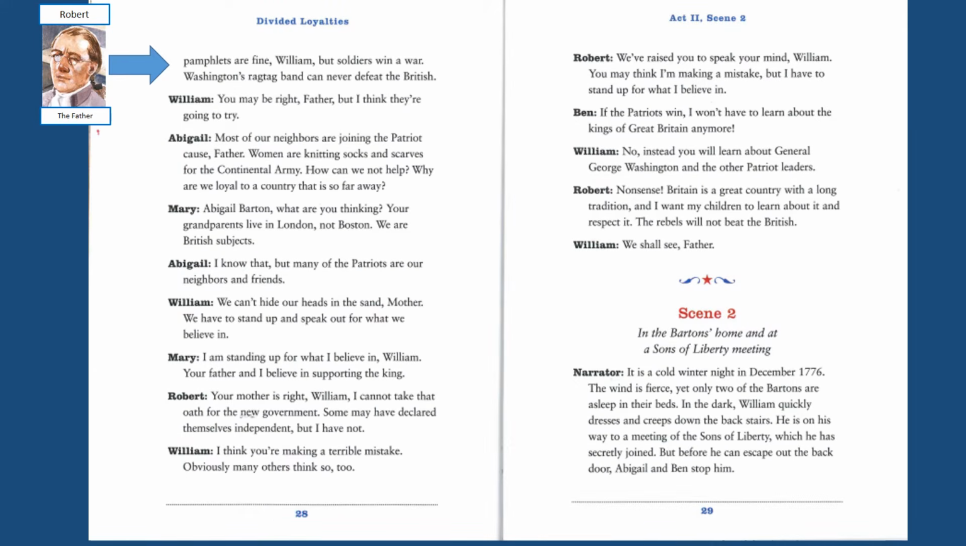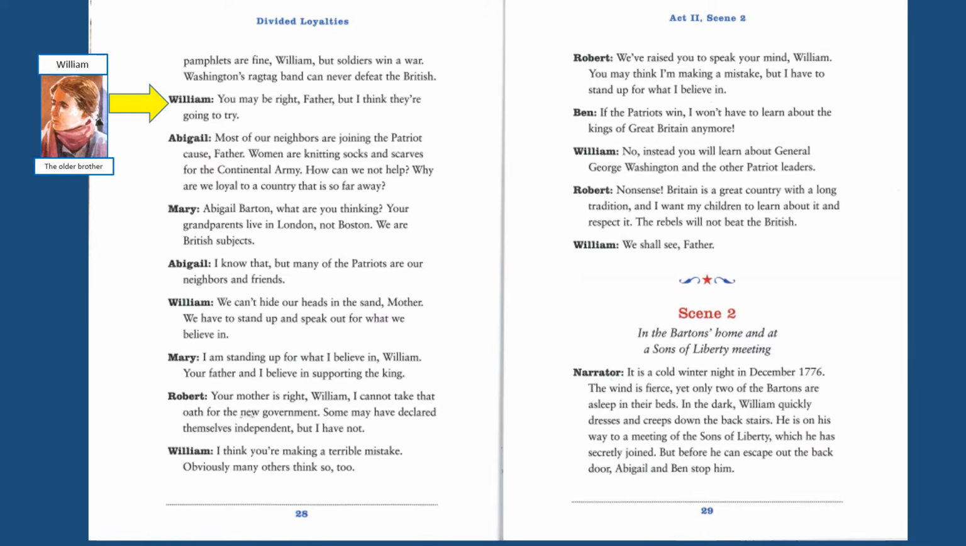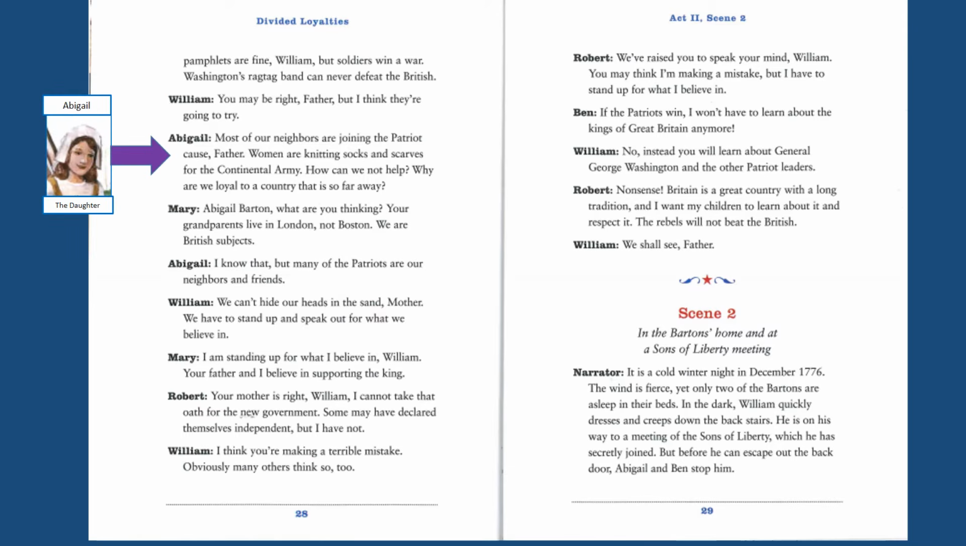Speeches and pamphlets are fine, William, but soldiers win a war. Washington's ragtag band can never defeat the British. You may be right, Father, but I think they're going to try. Most of our neighbors are joining the Patriot cause, Father. Women are knitting socks and scarves for the Continental Army. How can we not help? Why are we loyal to a country that is so far away?